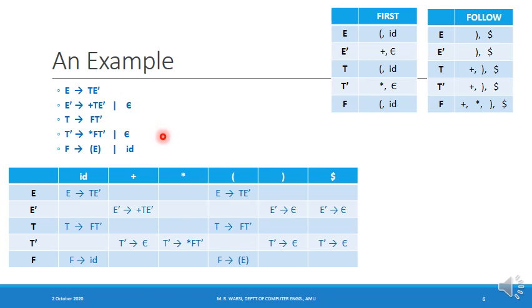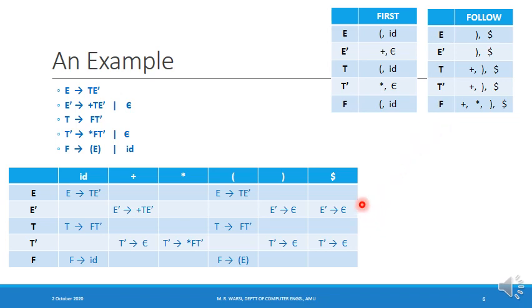For this grammar, in the previous lecture on first and follow, I had calculated first and follow of various variables which are shown over here. So for example, the first of capital E is this, first of E dash is this, and so on. And similarly, follow of capital E is this, follow of E dash is this, and so on. So we had done this calculation earlier. Now given this, let us construct the predictive parsing table.